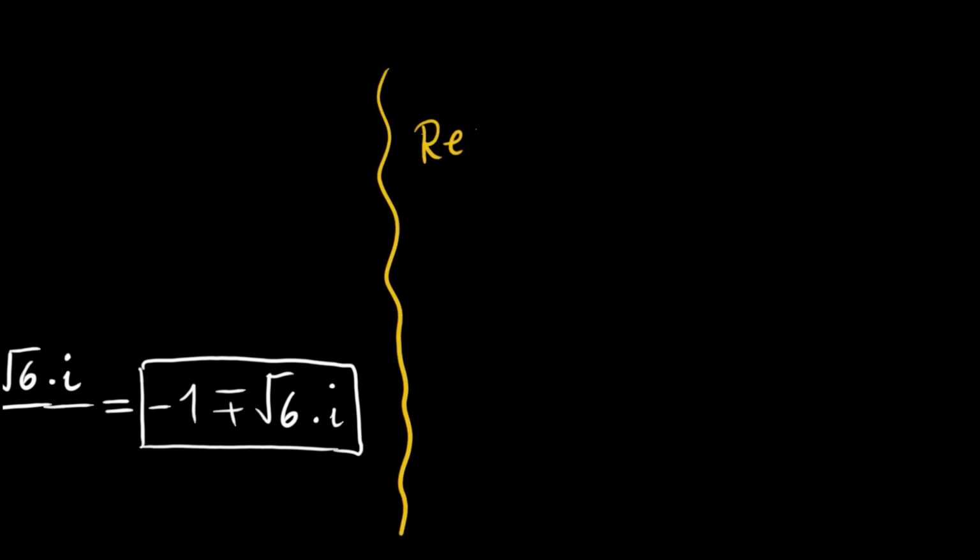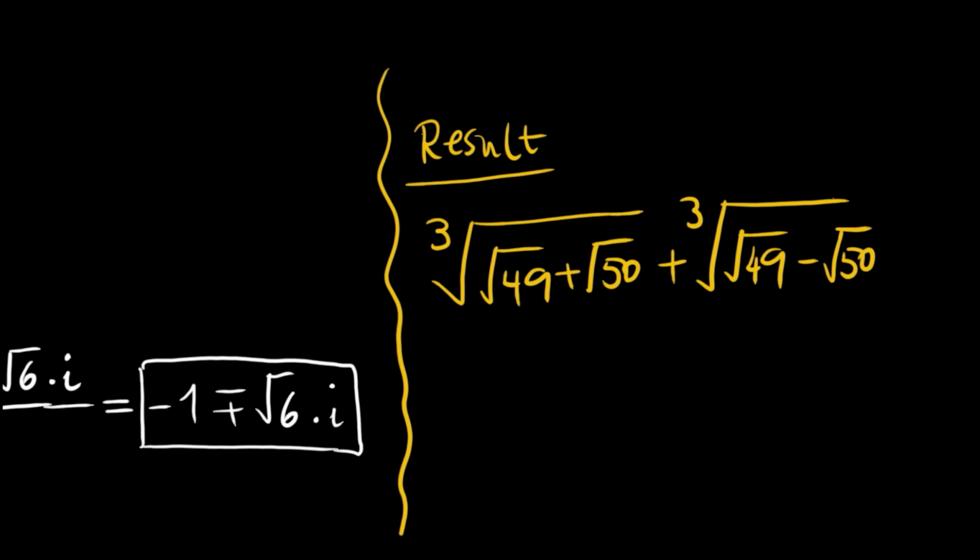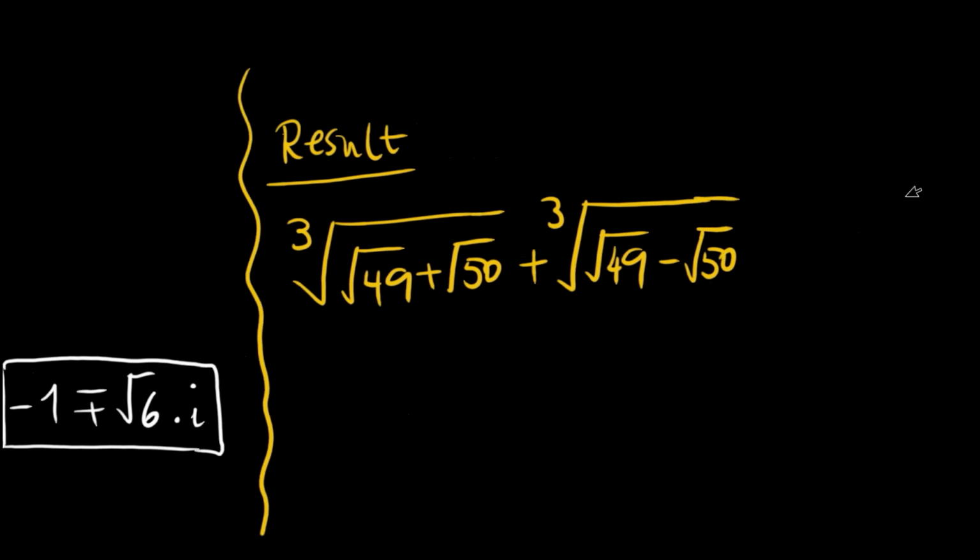The result is that the cube root of root 49 plus root 50 plus the cube root of root 49 minus root 50 is just 2.